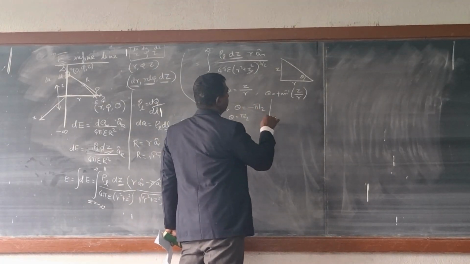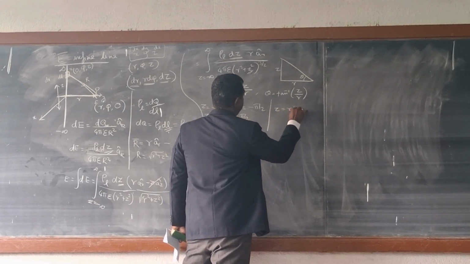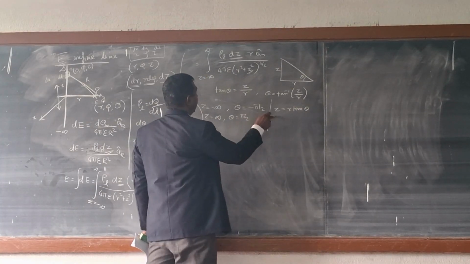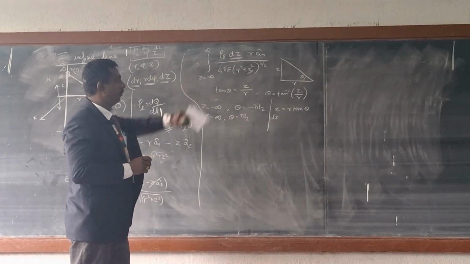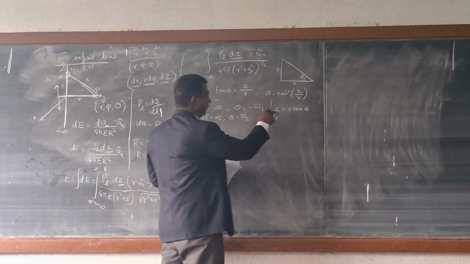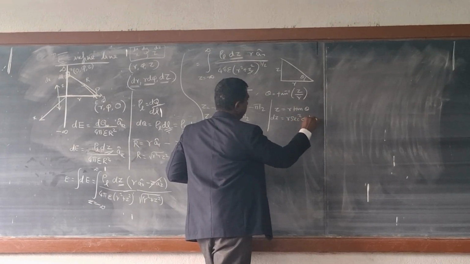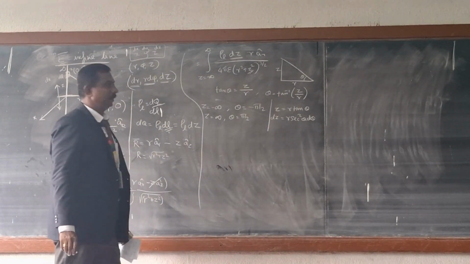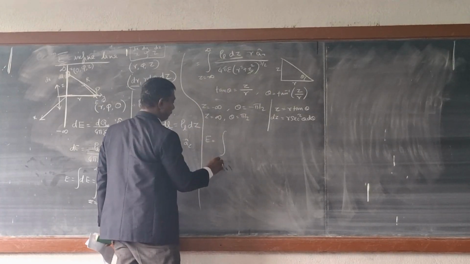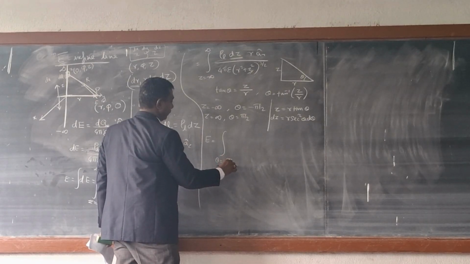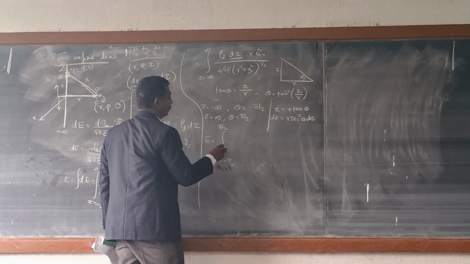And what is Z? Z equal to R tan theta. I want to replace Z, right? So I want to find dz. You differentiate this Z, dz becomes R secant square theta d theta. With all these inputs, we will be replacing this E vector equal to, Z will become theta. Theta equal to, instead of minus infinity, it will be minus pi by 2. Instead of infinity, it will be pi by 2.